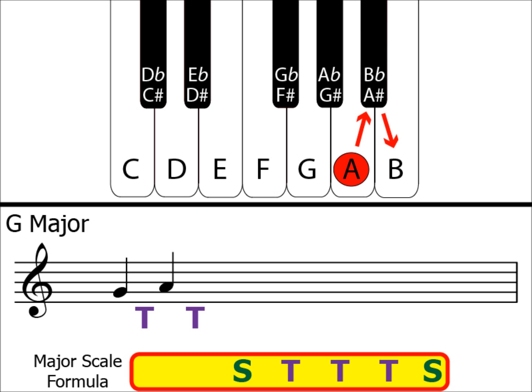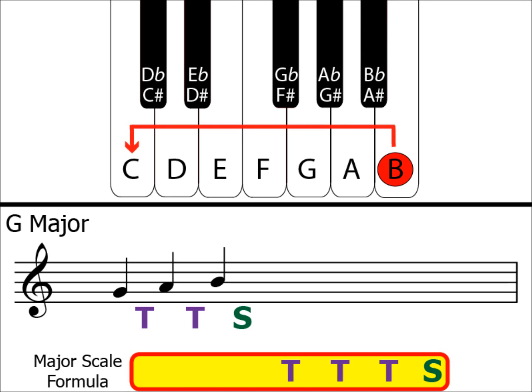So the next note of our G major scale is B, a tone higher than A. Let's add that note B to our scale. The next note after the B has to be a semitone higher, as the next letter in our major scale formula is an S. Here's B on our piano.